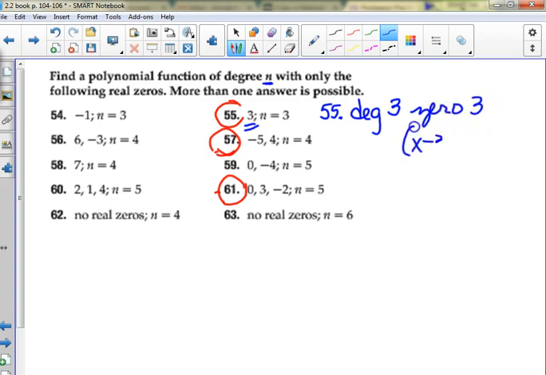X minus 3. Okay, and it's supposed to be degree 3. How are we going to make that a degree 3 equation? Okay, Samantha's suggestion is we just throw a cube on there. Does that work? Okay, so that would be a cubic slid to the right 3. The only real 0 would be at 3. Okay, why does it say other answers are possible?